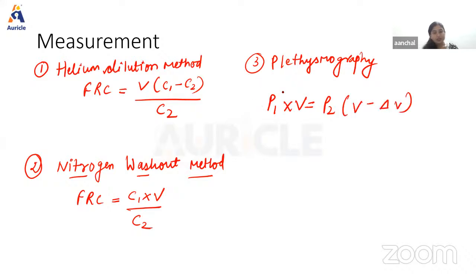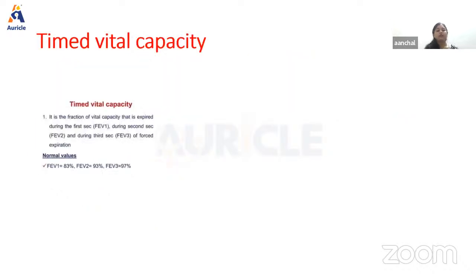Here P1 and P2 are the pressures, V is considered as the functional residual capacity, and delta V is the change in volume. So this is all about it, and by using these three methods, we can easily determine the functional residual capacity. Next we have timed vital capacity, which is also known as forced expiratory volume.